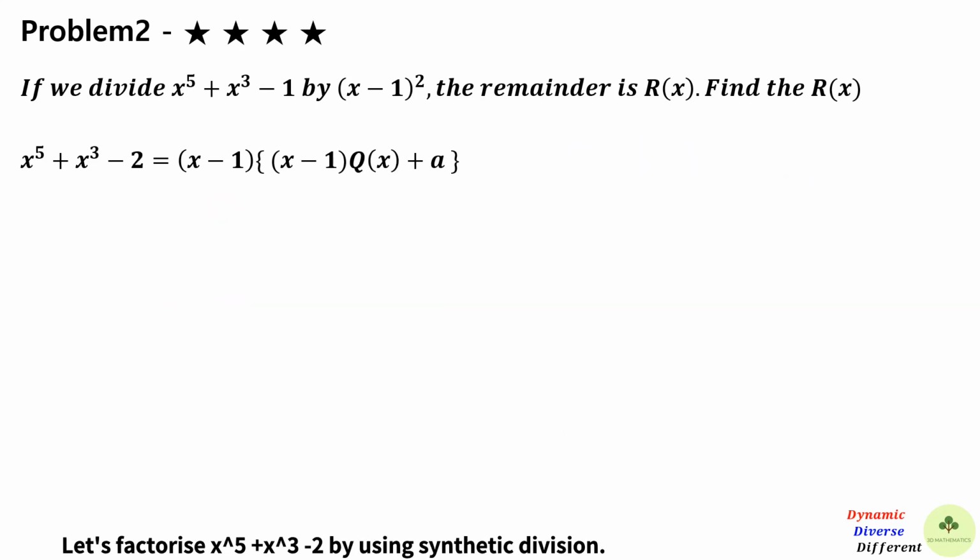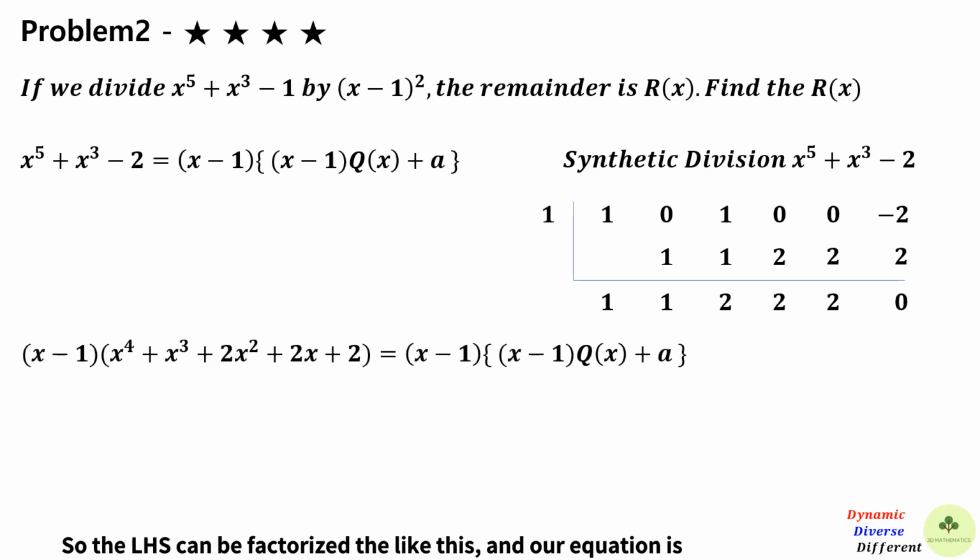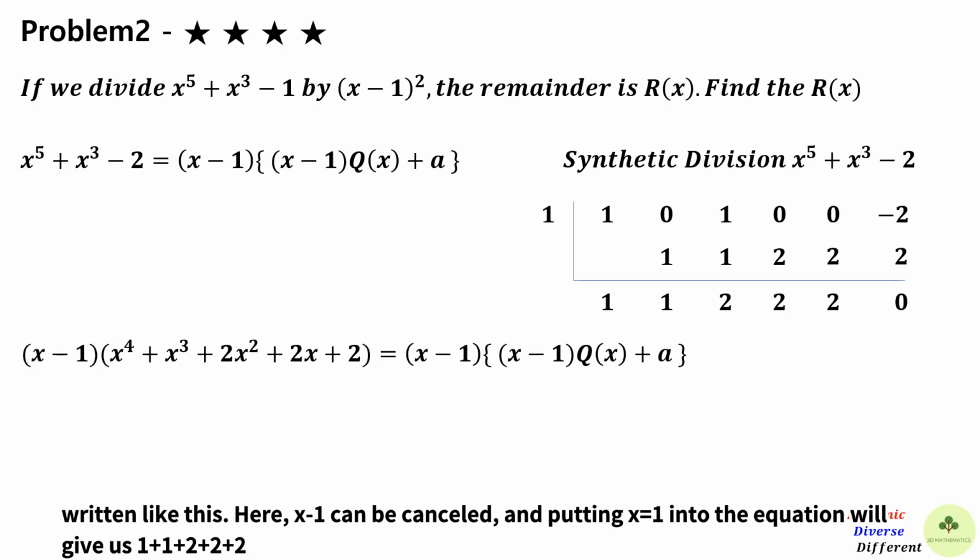Let's factorize x to the 5 plus x to the 2 by using synthetic division. If we do it, it shows us this result. I hope you know how to do it, and please try to do it for yourself. So the left-hand side can be factorized like this, and our equation is written like this.